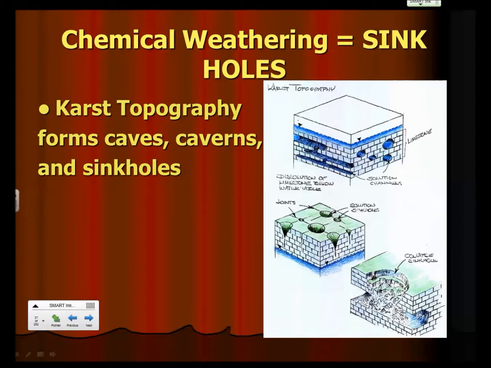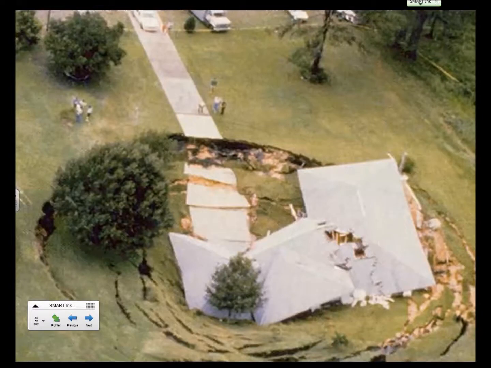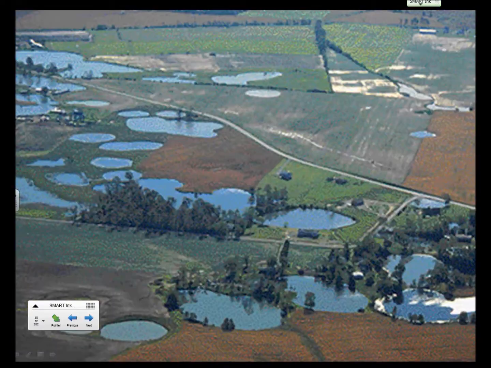Chemical weathering also can produce a feature called sinkholes, with lots of those in Florida. Karst topography is what this is called. It forms caves, caverns, and sinkholes especially. Form of chemical weathering. There's this nice sinkhole. Not so nice if you're the homeowner, but that rock underneath was pretty much dissolved away by the slightly acidic groundwater. Some areas have lots and lots of these sinkholes. Everywhere you see water there is a sinkhole.